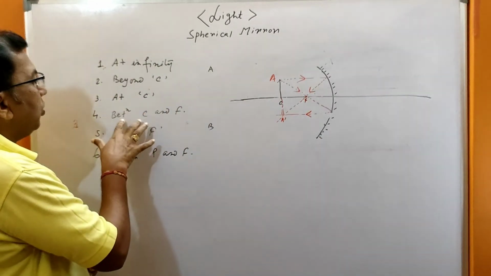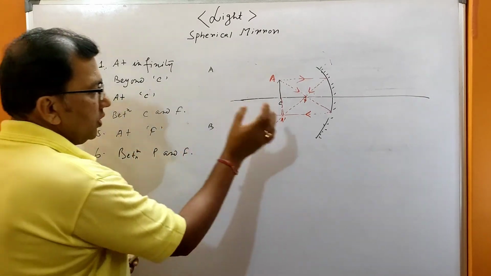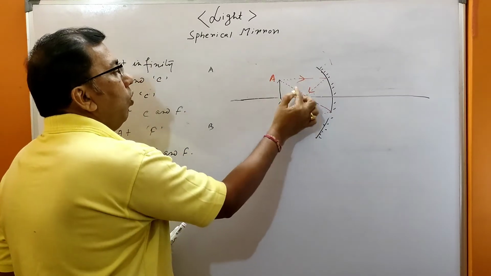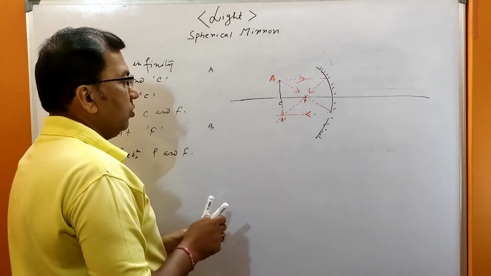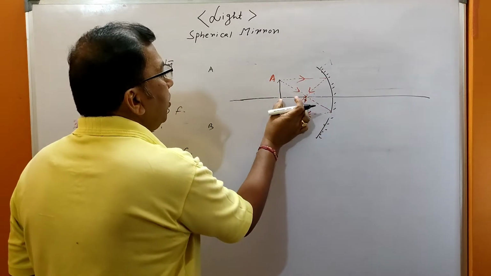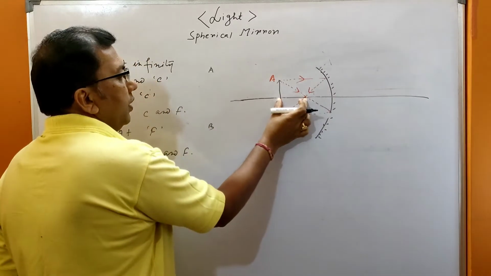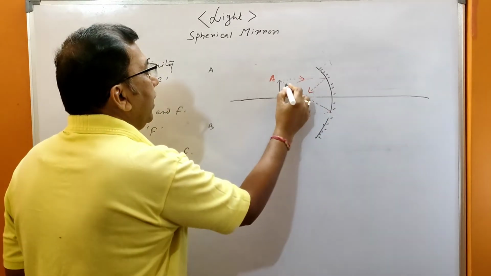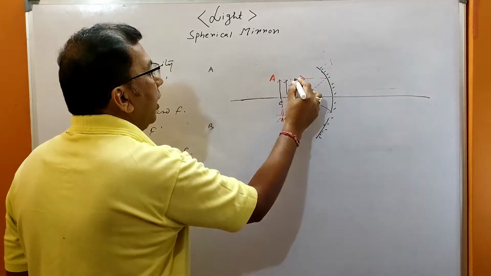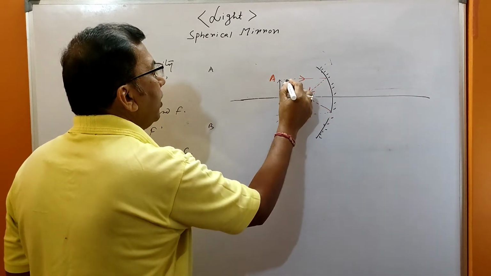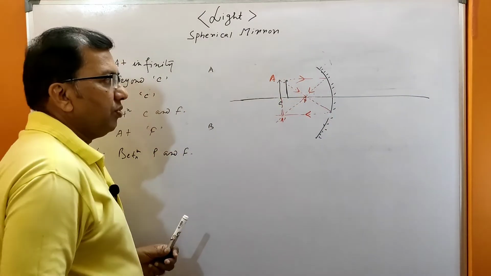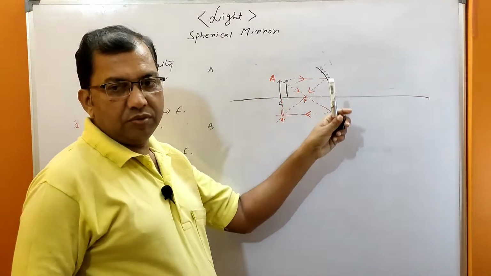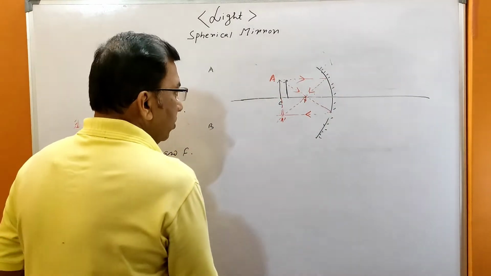When in between C and F, that means out here, the object is out here. Object is in between means it can be in any place, here or here, anywhere you can draw it. Same process, same thing. Okay, you have to draw it.